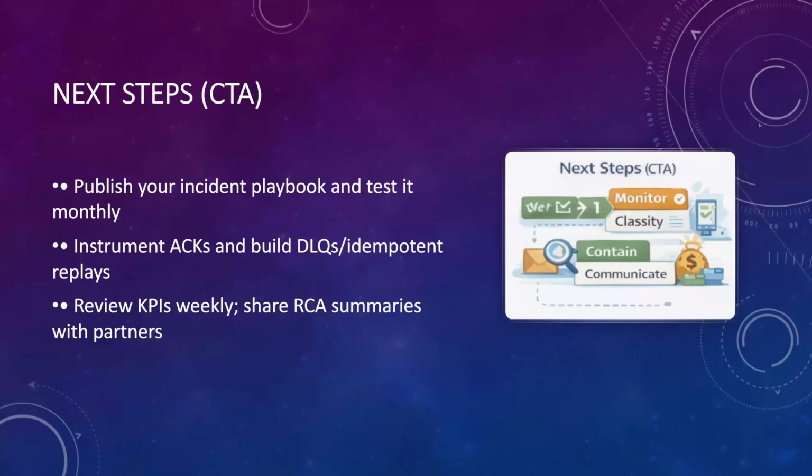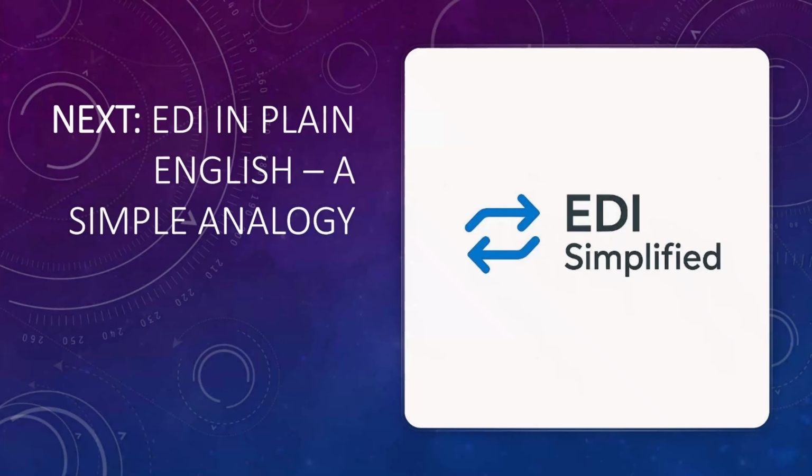Here are the practical next steps. Publish your incident playbook and test it regularly. Instrument acknowledgements and build dead letter queues with safe idempotent replays. Review KPIs weekly and share RCA summaries with partners. This is how reliability improves over time. In the next video, we will explain EDI in plain English using a simple analogy. It's designed for onboarding and for explaining EDI to non-technical teams while still keeping the process accurate end to end.